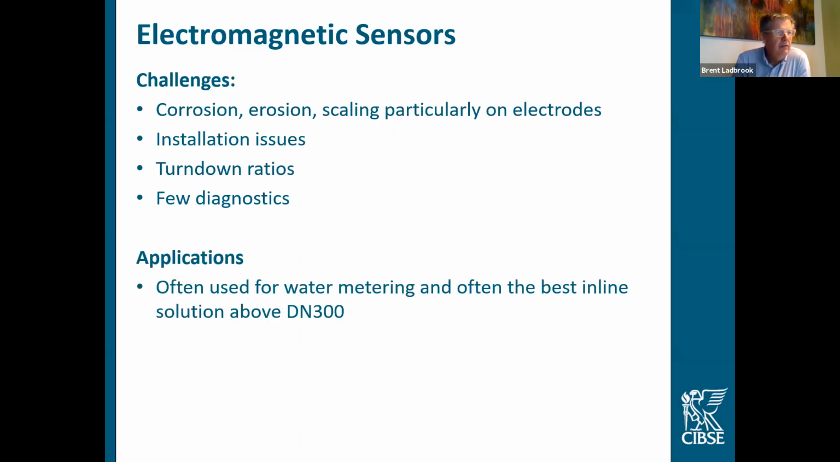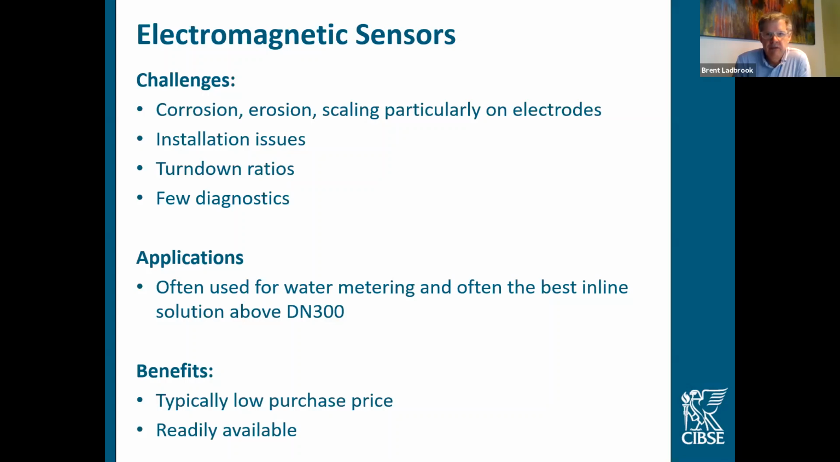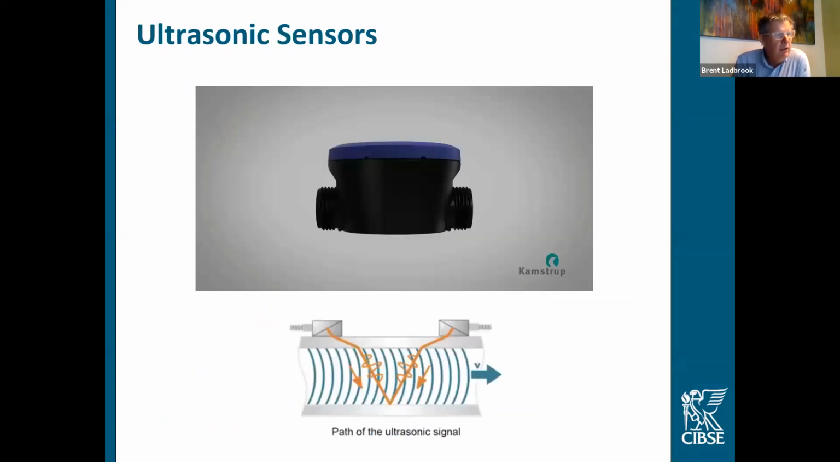Often used for water metering, often the best inline solution above a DN300 for an HVAC application. Typically low purchase price, typically readily available. Okay, the next slide explains how an ultrasonic flow sensor works.